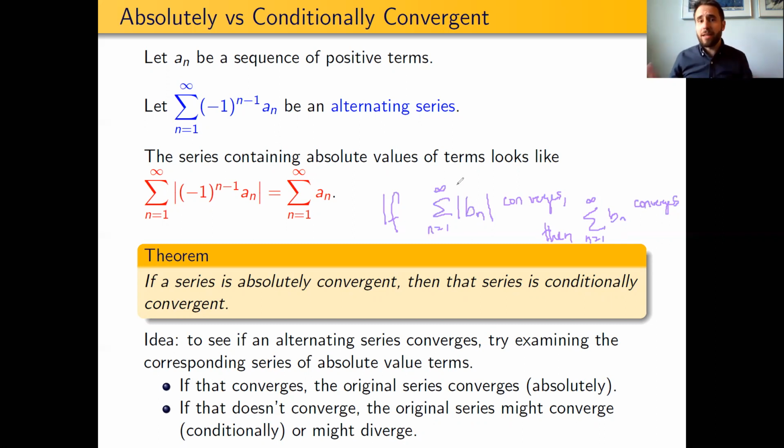Okay, and so this gives us a framework for seeing if a series converges. Specifically, to see if a series, alternating or otherwise, converges, try studying the corresponding series with absolute value terms. And if that converges, the original series converges absolutely. If it doesn't converge, then the original series might converge or might diverge.